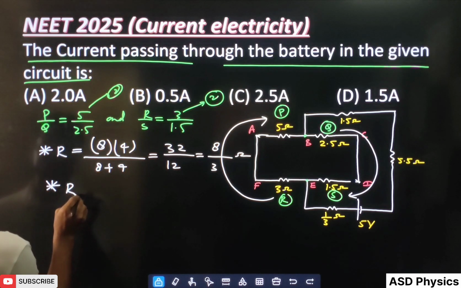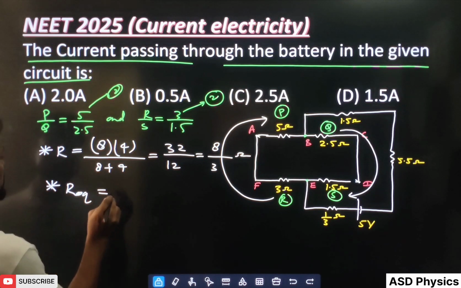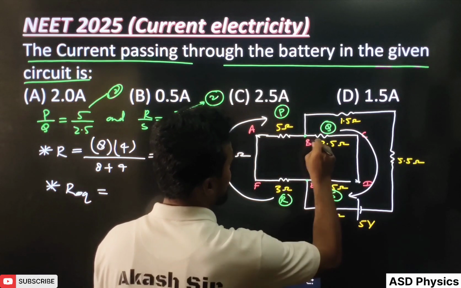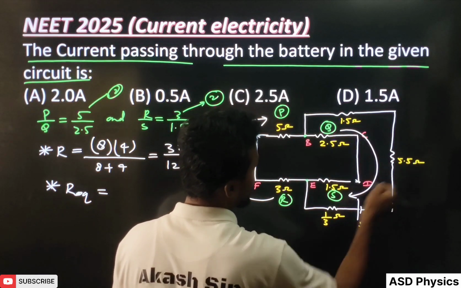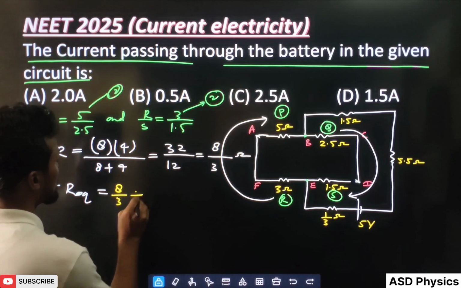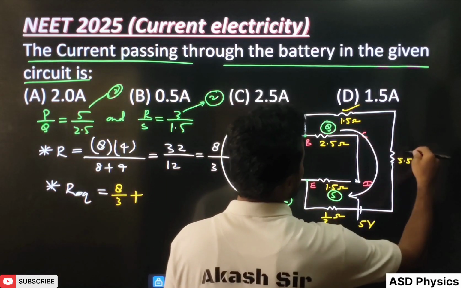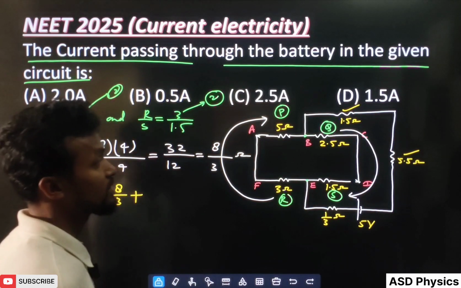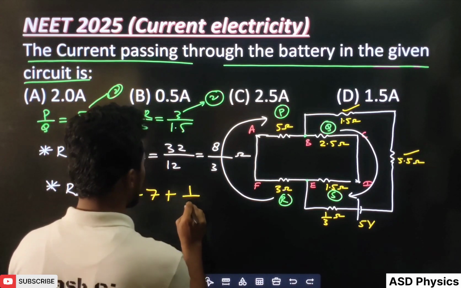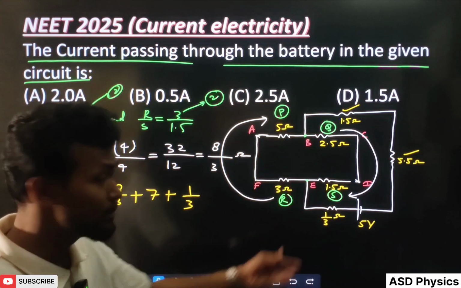Now after that, see here this R equivalent. Now what will happen here? See, this overall will come in series with 1.5, 5.5 and 1 by 3. So what we can write here? 8 by 3 plus, see, 1.5 plus 5.5, how much here? 7, plus this 1 by 3 is also there. All of them will come in series.